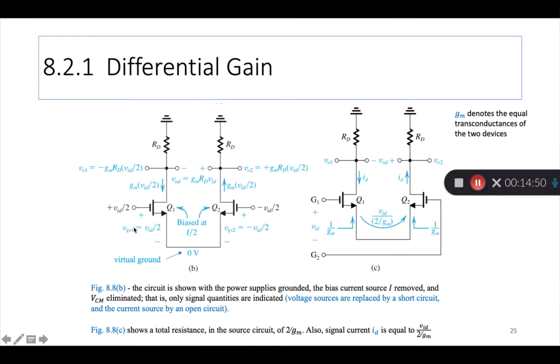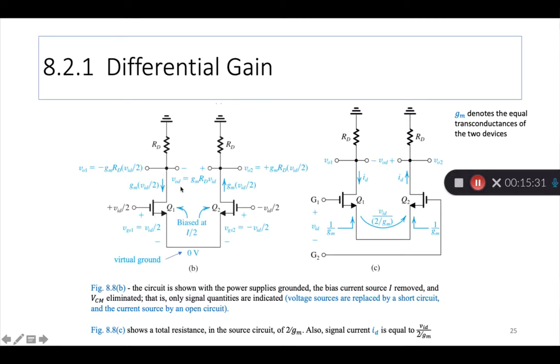So the input signal at the gate is VID by 2. Here, the input signal at this gate is minus VID by 2. If this is a sinusoidal input, you can assume that the positive half of the sinusoid is going here and the negative half goes here, something like that. So VID by 2 and minus VID by 2 are applied respectively to the gates of Q1 and Q2.